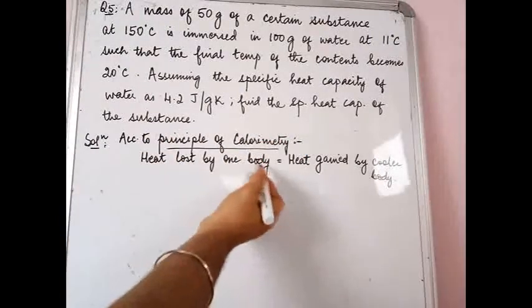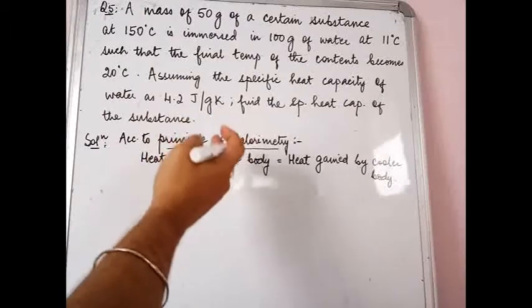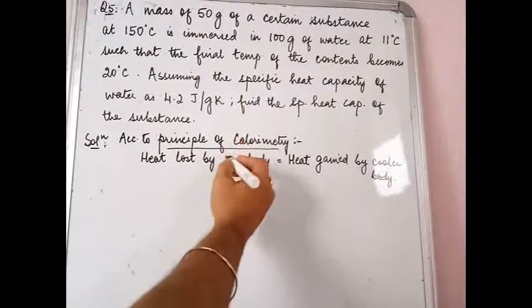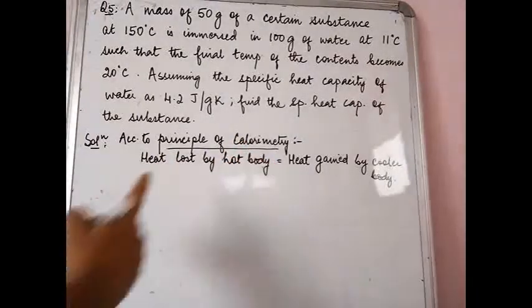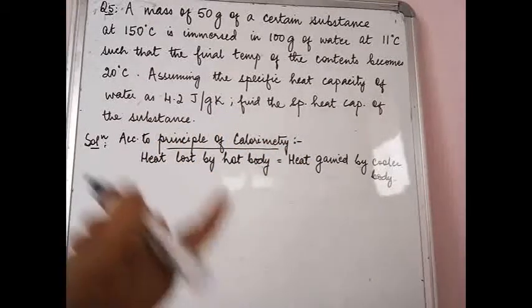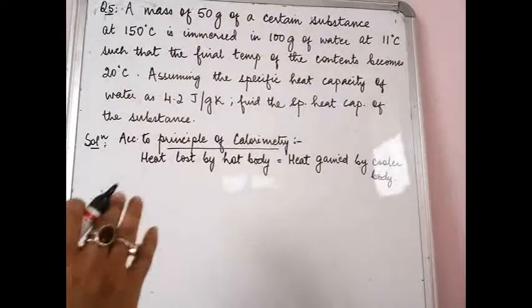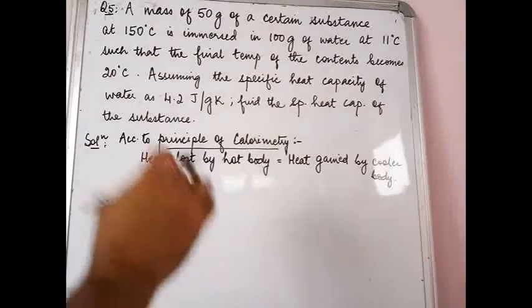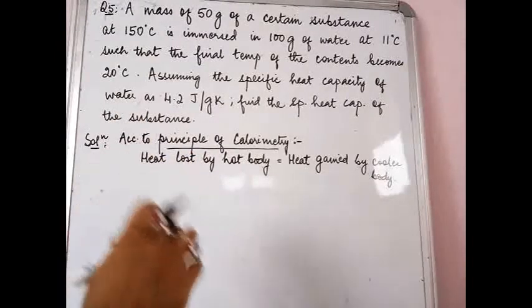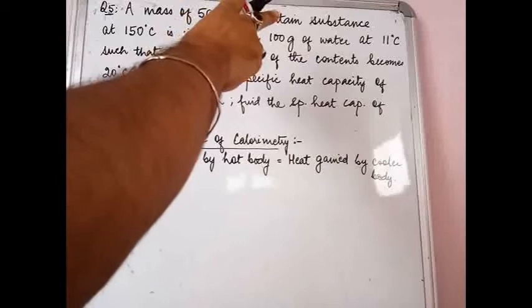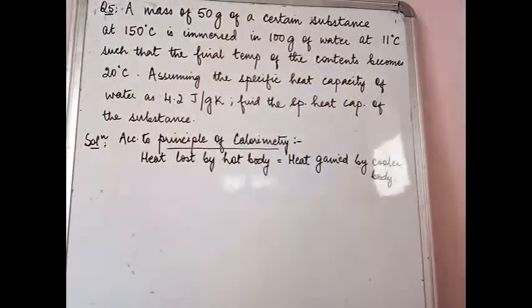So heat lost by one body, obviously which body loses heat? The hot body loses heat. So you can also replace this by: heat lost by the hot body will be equal to the heat gained by the cooler body. Obviously the assumption will be that there is no heat lost. This principle of calorimetry is incomplete till you mention the point that there is no heat lost to the surrounding. So we will assume that there is no heat being lost. Whatever heat the substance transfers, water will be taking it up.